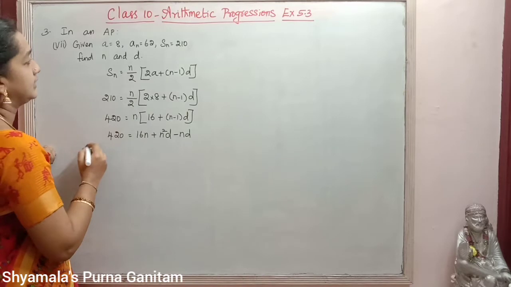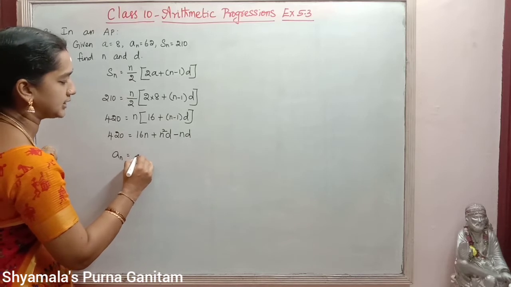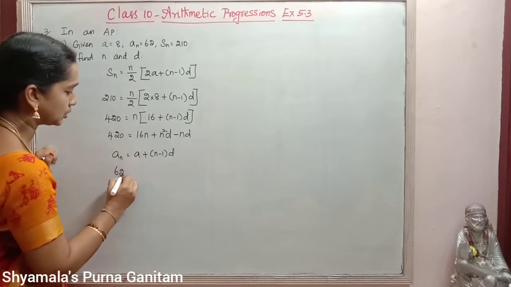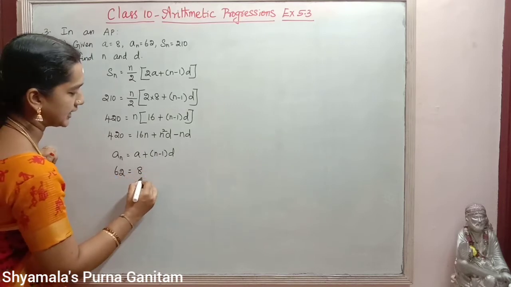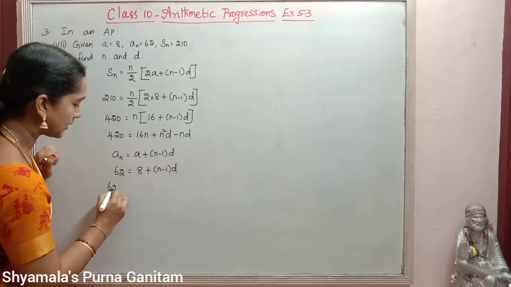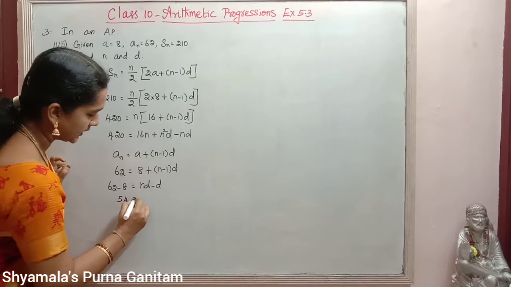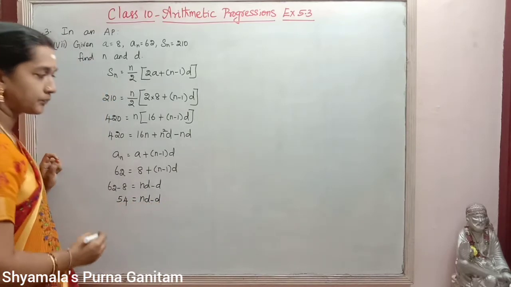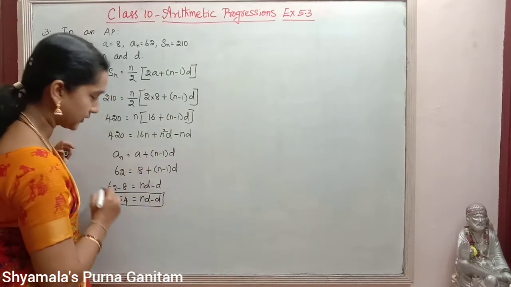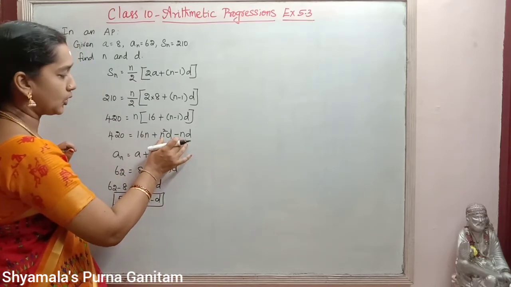Okay, then next, an is given. So an is equal to, we know the formula, a plus n minus 1 into d. So an is given as 62 is equal to, the a value is given as 8, plus n minus 1 into d. So 62 minus 8 is equal to nd minus d. 54 is equal to nd minus d. Okay, so here we got the nd minus d value as 54.